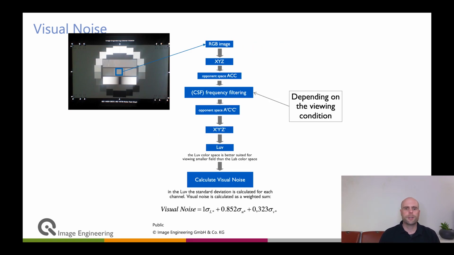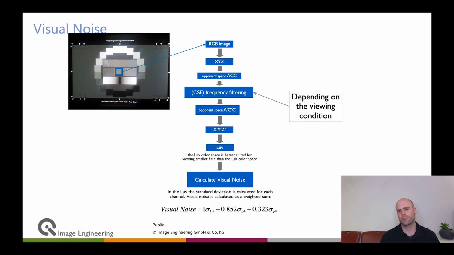So how does the algorithm work? We have the image and we crop a small region of interest, and we want to measure the visual noise in this region. It starts with the RGB image of this small noisy pattern. Then we convert into the XYZ color space, a device independent color space, and then into the so-called opponent space, ACC. Then the core, most important step of the visual noise measurement happens: the frequency filtering with the CSF. We have seen the CSF before. So we do filtering depending on the viewing condition.